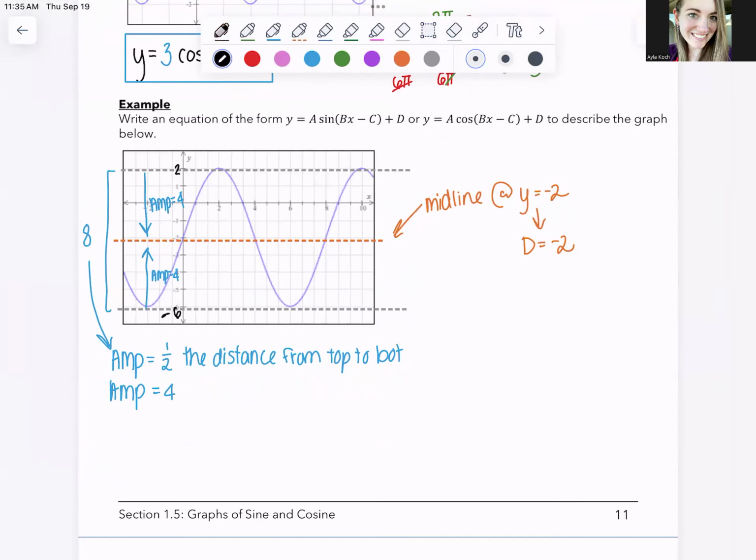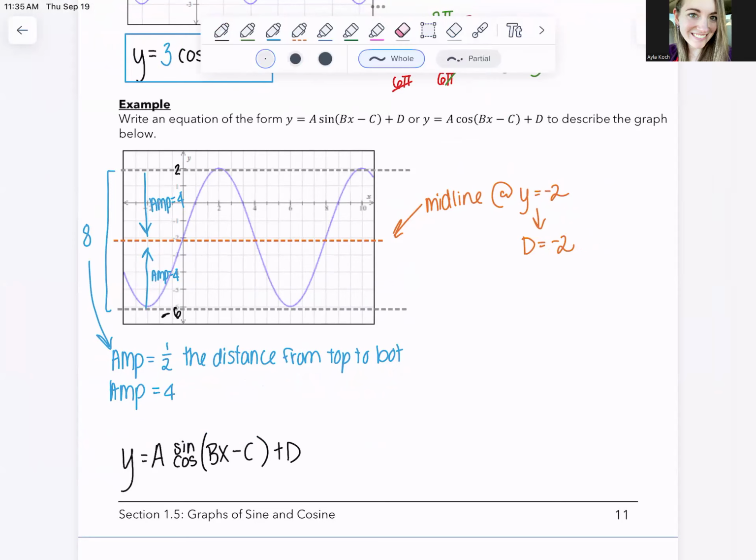So right now we have y equals a, I'll fill in a in a second. We don't know if it's sine or cosine, we're still looking to find that out, of bx minus c plus d. We have already said that a... Oh, no, we haven't said what a is. We found the amplitude, but we don't know what a is. A is either +4 or -4, but we haven't determined that yet. We have determined that D is -2. So we just come in here, we'll put a -2 here. All right, we're getting somewhere.